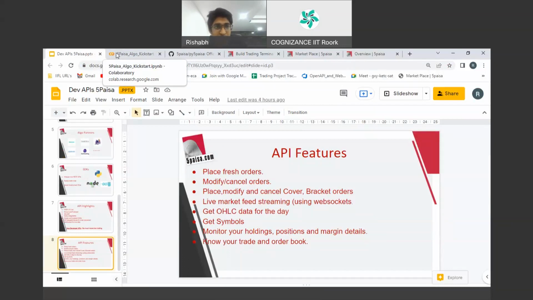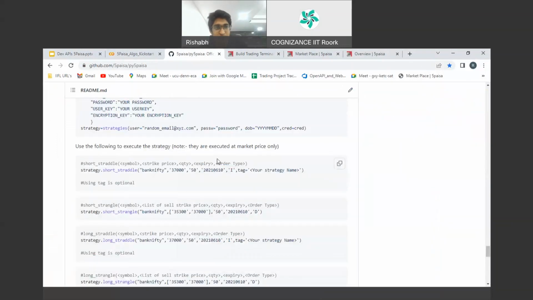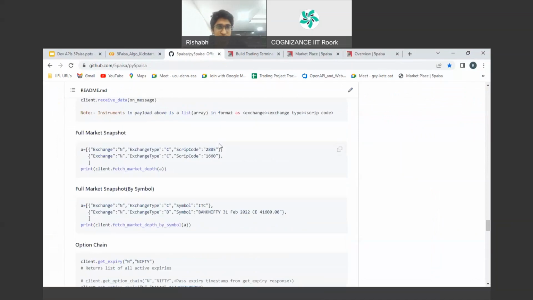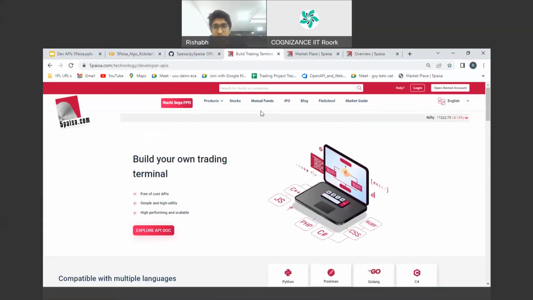How the APIs actually work and how there is a wrapper. But before that, just a second, I want to change the slide. Can you see this screen also? Sanskar, can you see this? Yes, sir. The screen is visible.